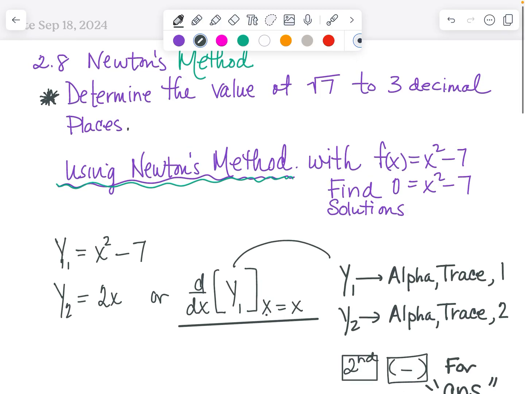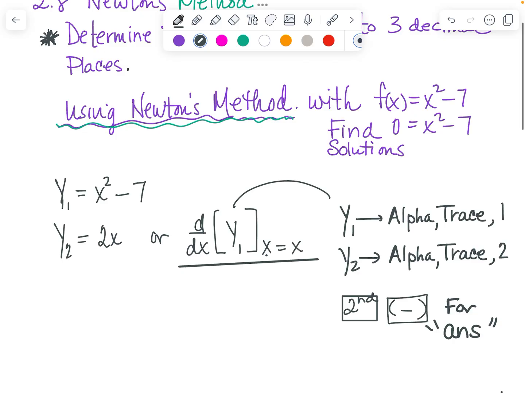So we take our calculator and we put in y1 is equal to x squared minus 7, y2 is 2x, or it's the derivative of y1. Sometimes we want to do that if we have a lot to type in for y2. All right, so to get y1, we'd hit alpha trace 1, y2 is alpha trace 2, and then we're going to need to use the ans function of the calculator, so that's going to be your second key, and then your minus in parentheses is the negative, and that's down at the bottom row of your calculator buttons, okay?